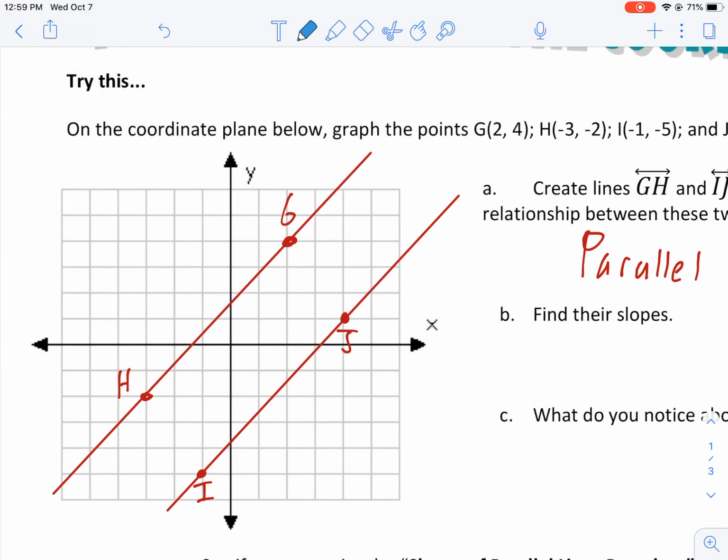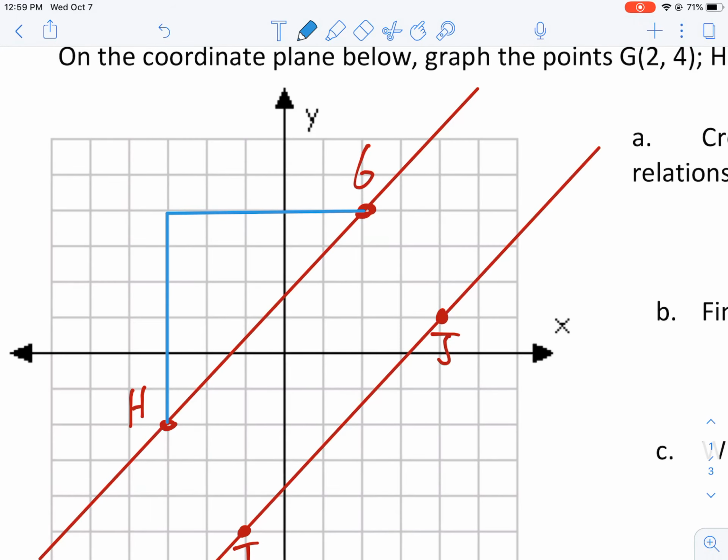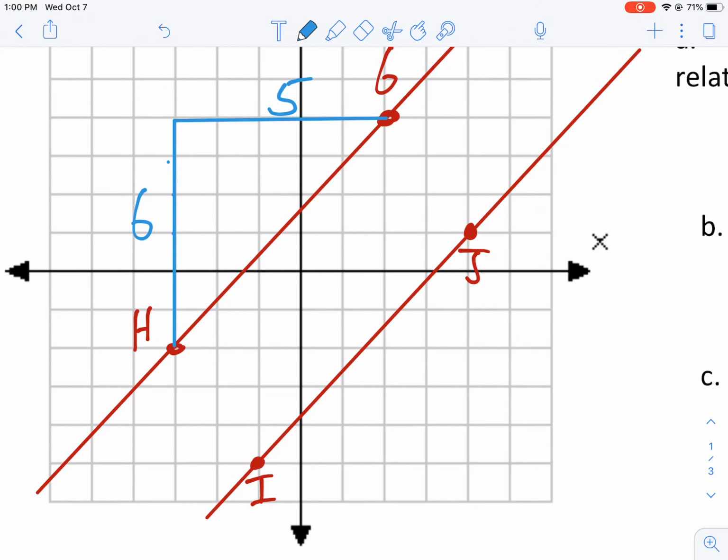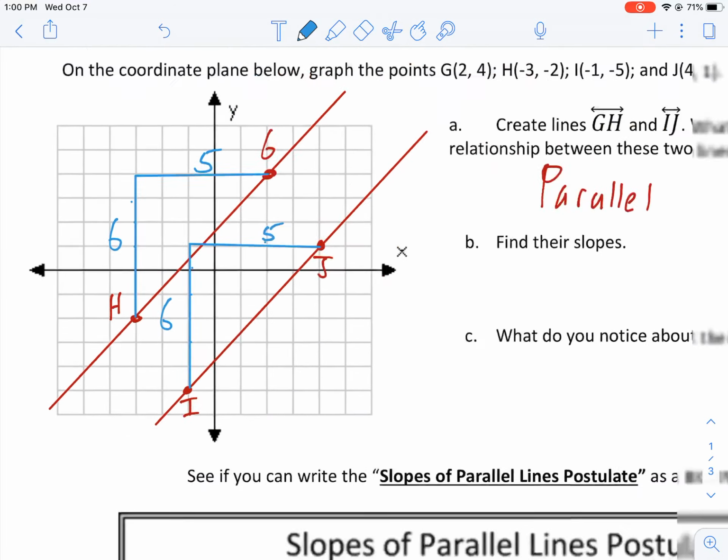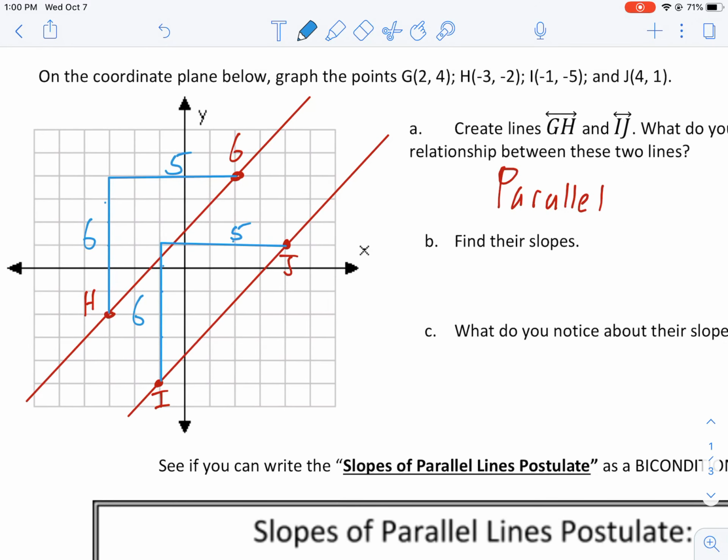So I'm going to find the slopes of these two lines. Remember, we find the slopes by figuring out the rise and the run. So if we count here, we're going up 1, 2, 3, 4, 5, 6. We're going up 6 over 1, 2, 3, 4, 5. So up 6 over 5. We do the same thing here. We are going 1, 2, 3, 4, 5, up 6 over 1, 2, 3, 4, 5, also over 5. So their slopes are both 6 over 5.